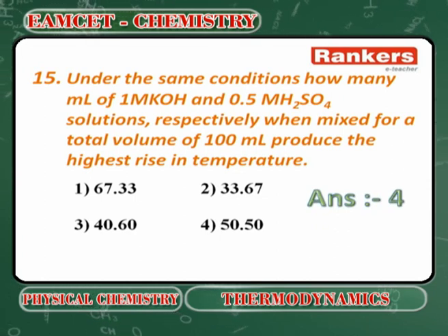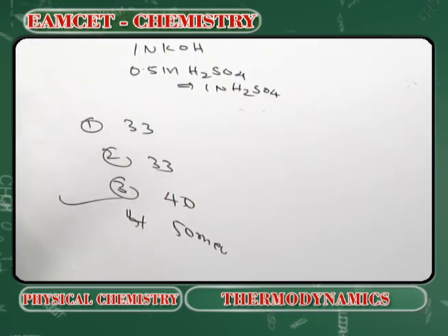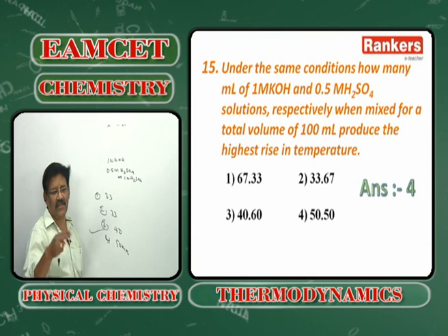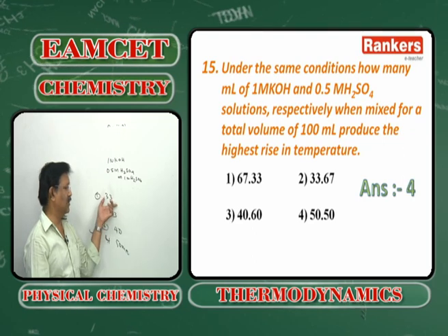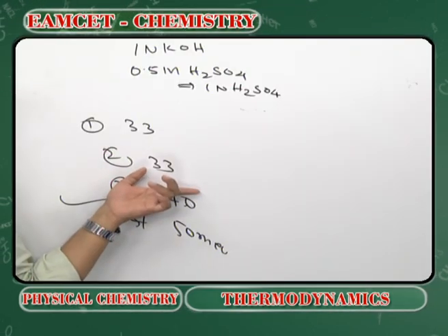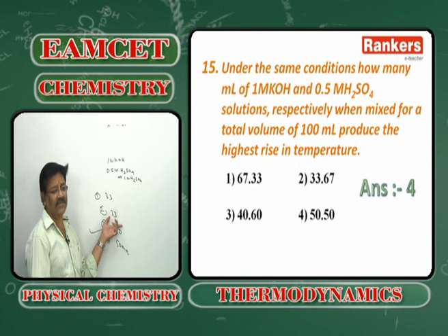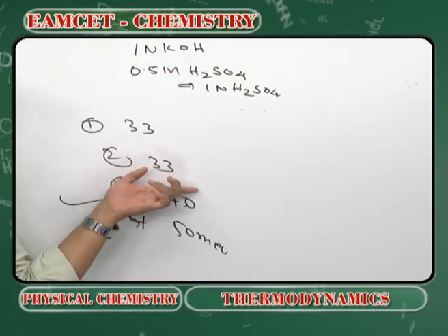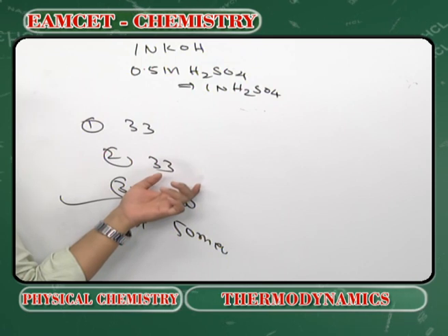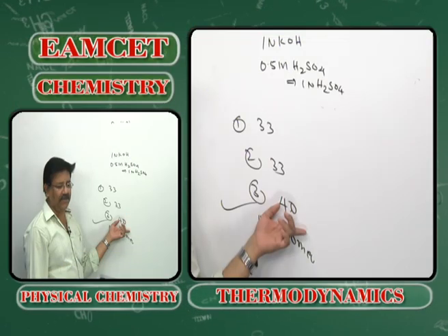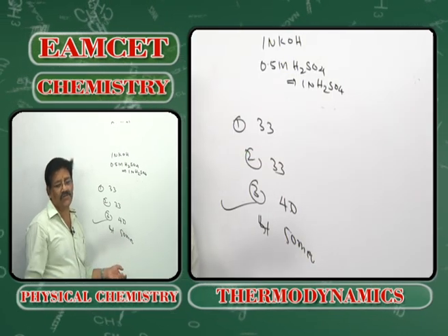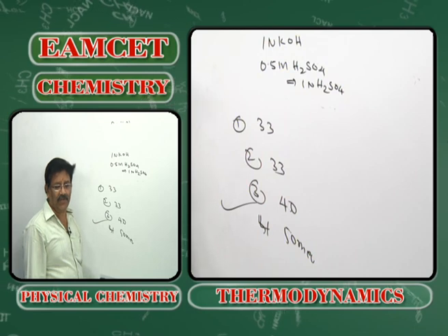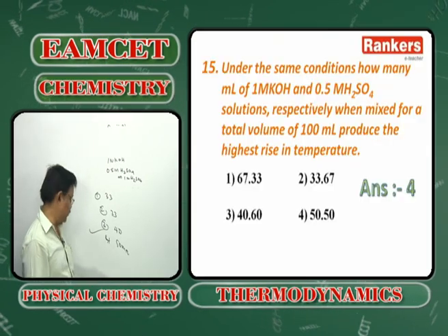How to get the number of milliequivalents? Volume multiplied by normality. In the first option, we have 67 is one, 33 is another one. So, which is the limiting reagent? 33. So, 33 milliequivalents. In the second option, one is 33 ml, the other one is 67 ml. How many milliequivalents get neutralized in this second option? 33. In the third option, 40 milliequivalents. In the fourth option, 50 milliequivalents get neutralized. So, the amount of heat evolved will be more in the fourth option. So, the fourth option is the answer.